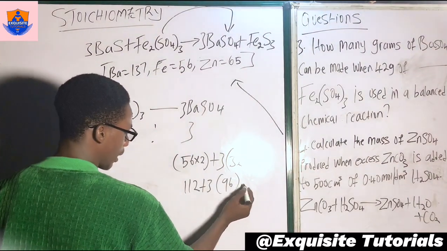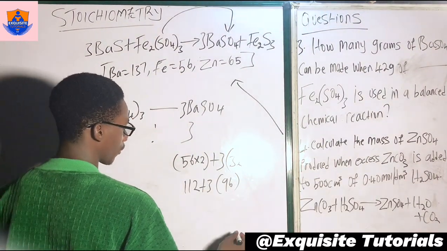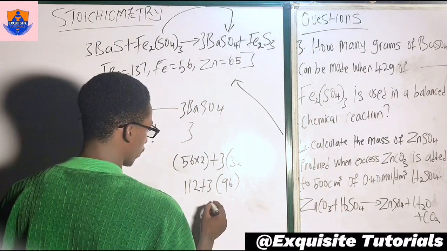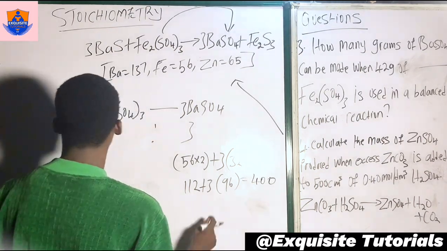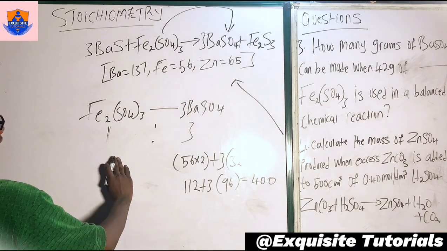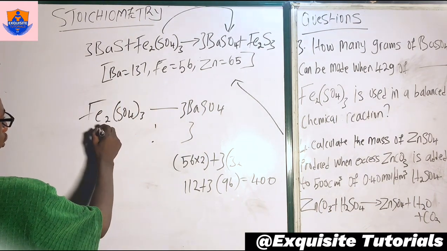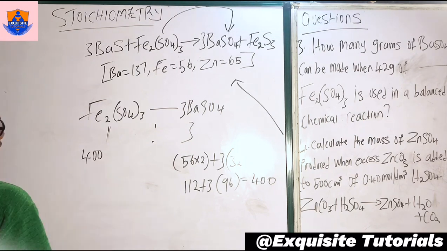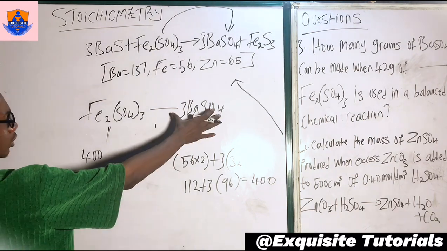Let's multiply this. 96 times 3 will give us 400. So we have here 400 of this compound. The relative molecular mass of this compound is 400. The molar mass of the compound is 400. Now let's calculate for this.